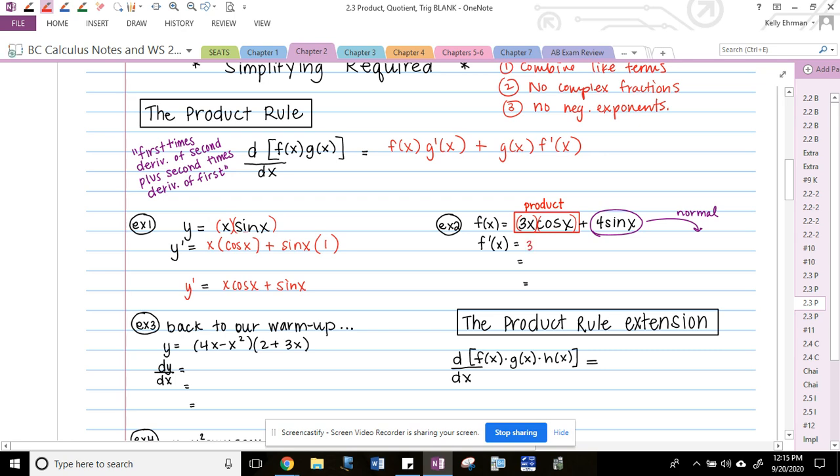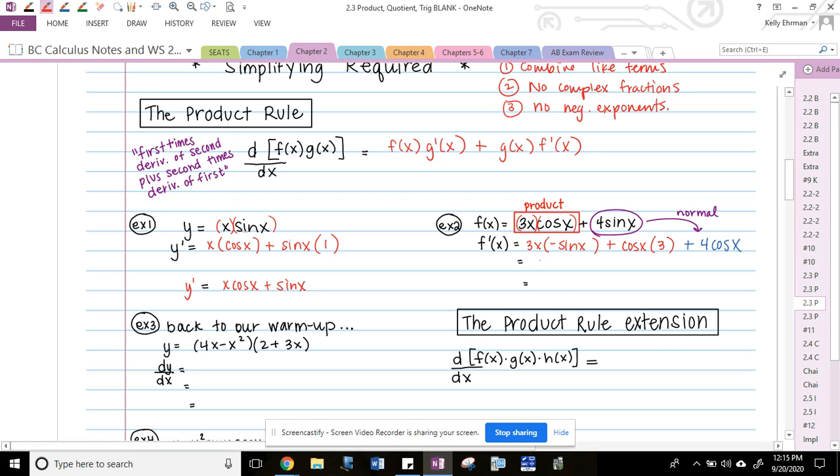The first function is 3x times the derivative of cosine, that's negative sine x, plus the second function, cosine x, times the derivative of the first function. Derivative of 3x is 3. And then don't forget about this little 4 sine x, so plus the derivative of 4 sine x, which is 4 cosine x.